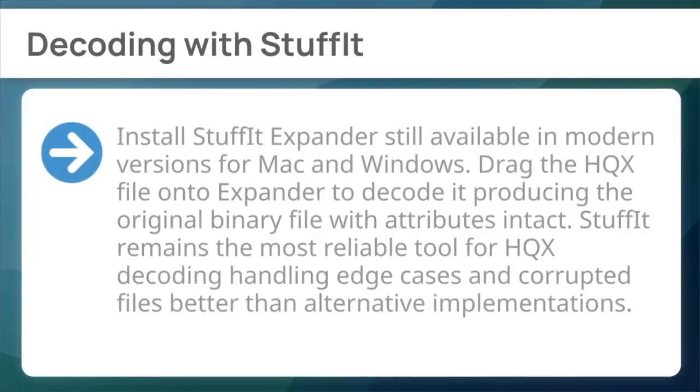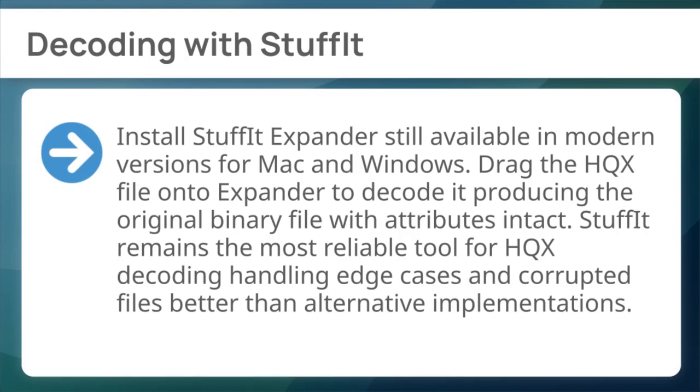First, decoding with StuffIt. Install StuffIt Expander, still available in modern versions for Mac and Windows. Drag the HQX file onto Expander to decode it, producing the original binary file with attributes intact. StuffIt remains the most reliable tool for HQX decoding, handling edge cases and corrupted files better than alternative implementations.